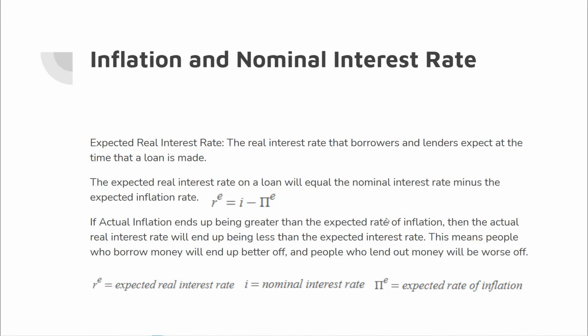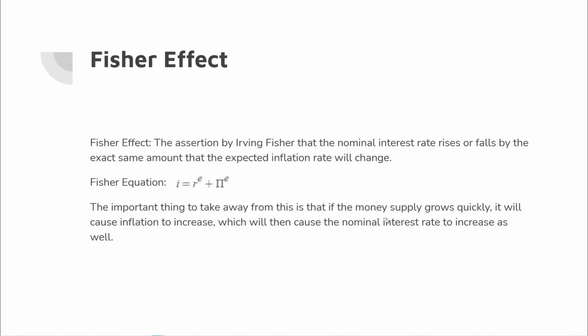Now, how does that connect to nominal interest rates? Well, let's define the expected real interest rate, which is the real interest rate that borrowers and lenders expect at the time that a loan is made. Now we have the expected real interest rate on a loan will equal the nominal interest rate minus the expected inflation rate. And the important thing to draw from this is that if actual inflation ends up being greater than the expected rate of inflation, then the actual real interest rate will end up being less than the expected interest rate. This means that people who borrow money will end up better off, and people who lend out money will end up being worse off.